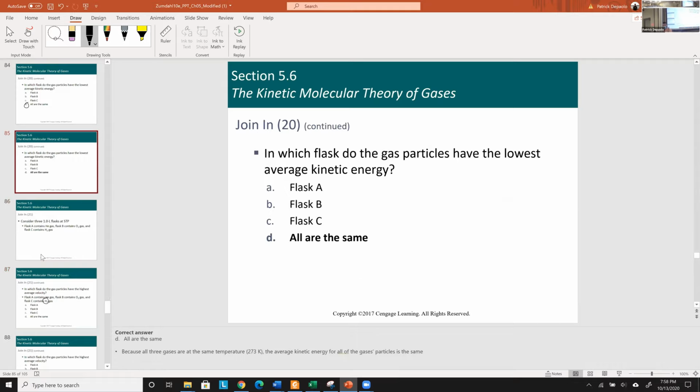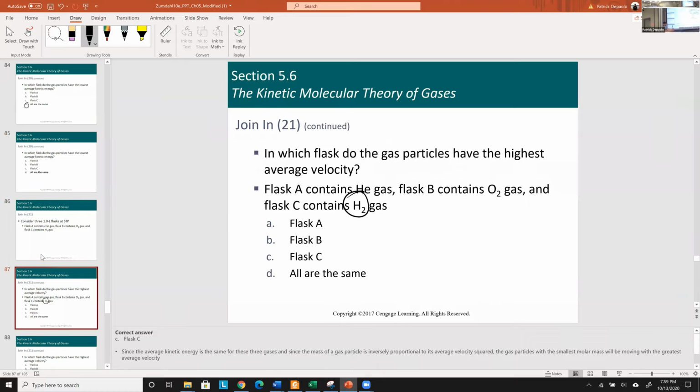So basically, kinetic energy is a function of mass and velocity. If you have slower gases, that means they're gonna be heavier. Heavier gases move slower. Big trucks move slower than little race cars. Same thing. So the kinetic energy will be the same for all of them. When you talk about velocity, velocity won't be the same for all of them. The smaller ones will move faster, and that's true for gas. So that's why hydrogen will move the fastest.